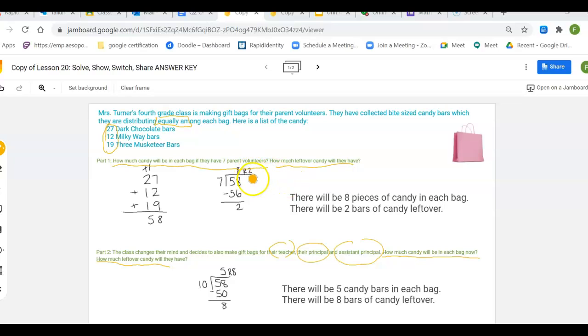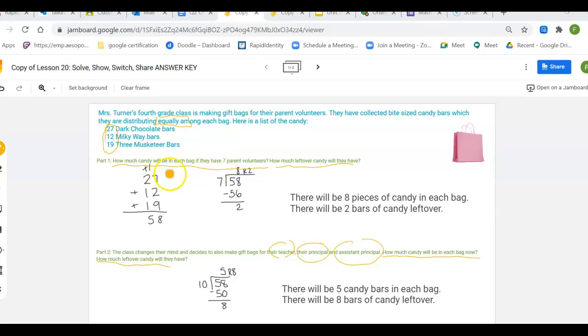So this is my answer key here. And you'll see I've already gone through and done my cubes on it. I have circled all the key numbers in the first part: 27, 12, 19. And I've boxed in the key terms up here, which is going to be distributing equally. So equally means that they're going to be getting the same amount. And I've underlined the questions.